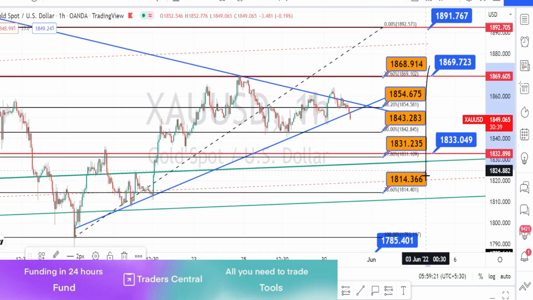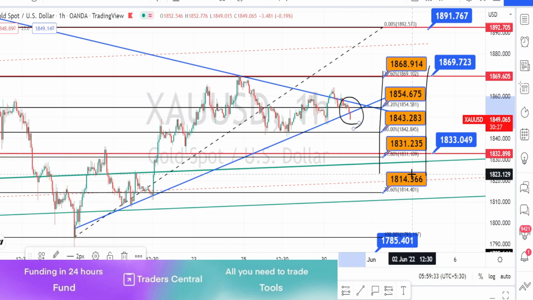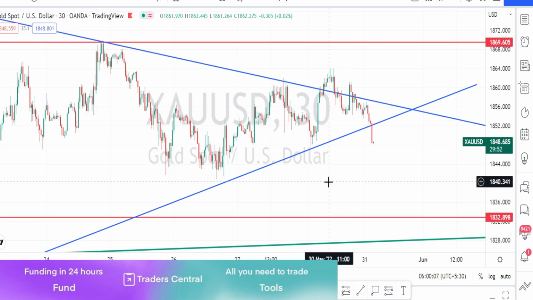So the values in orange color boxes are going to be the resistance and support levels for the current price action. Let us do the analysis in 30 minutes time frame. I'm in 30 minutes time frame.